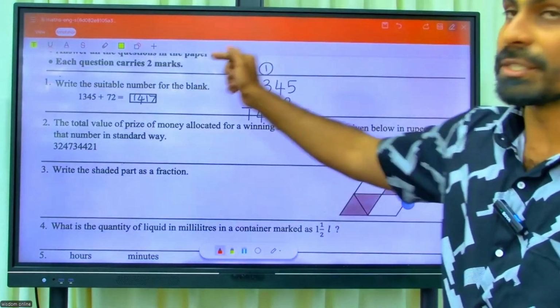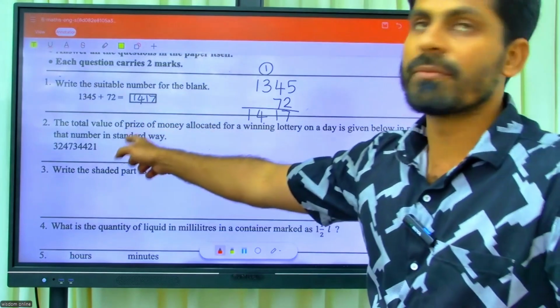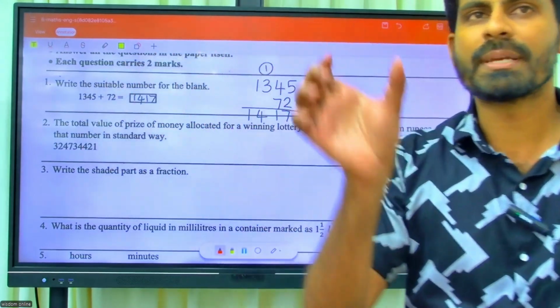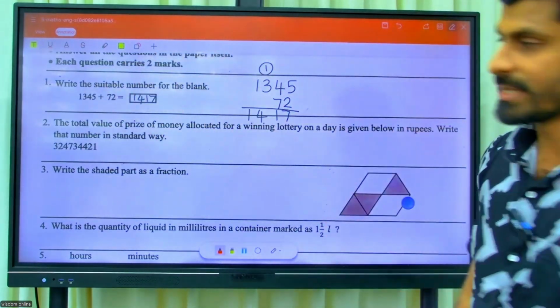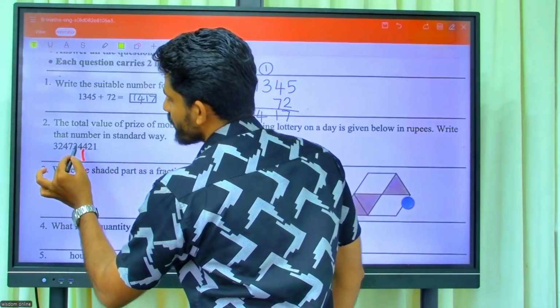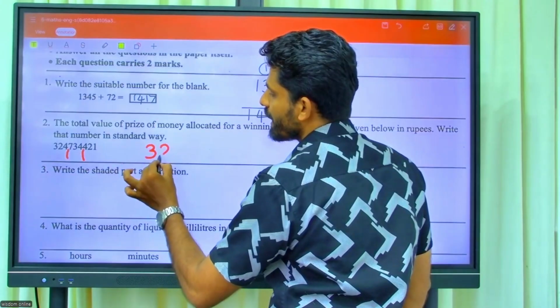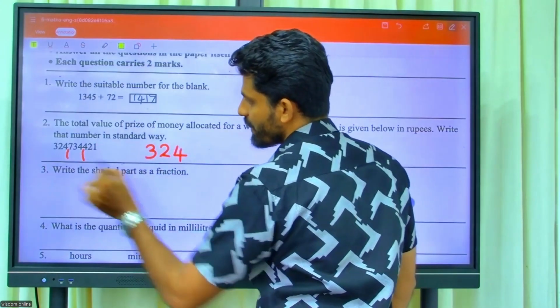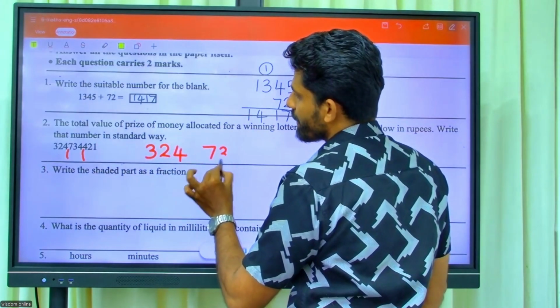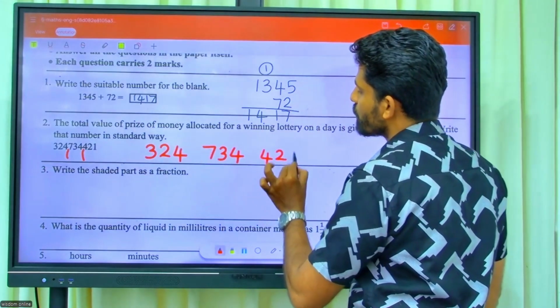Standard way means you need to start from the ones place and separate into 3 digits, right? 1, 2, 3, comma, 1, 2, 3, comma. That means, kids, 324 734 421.